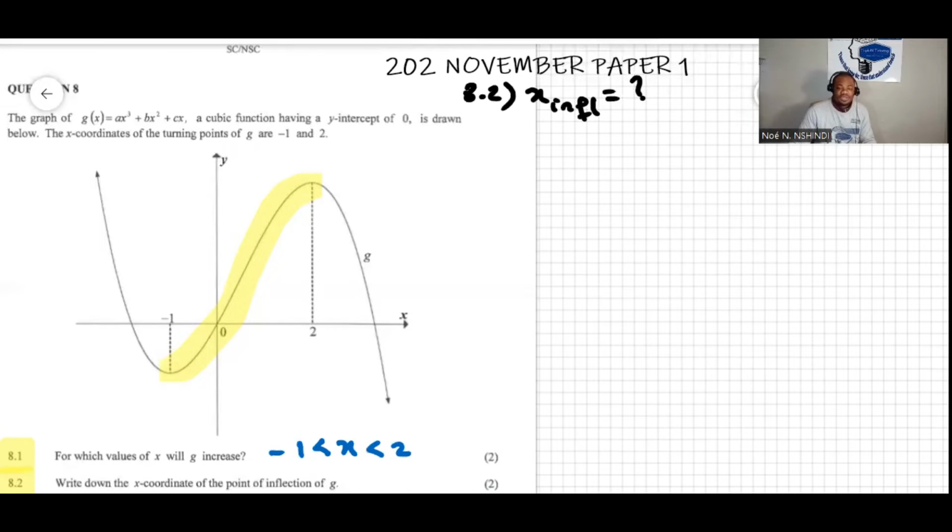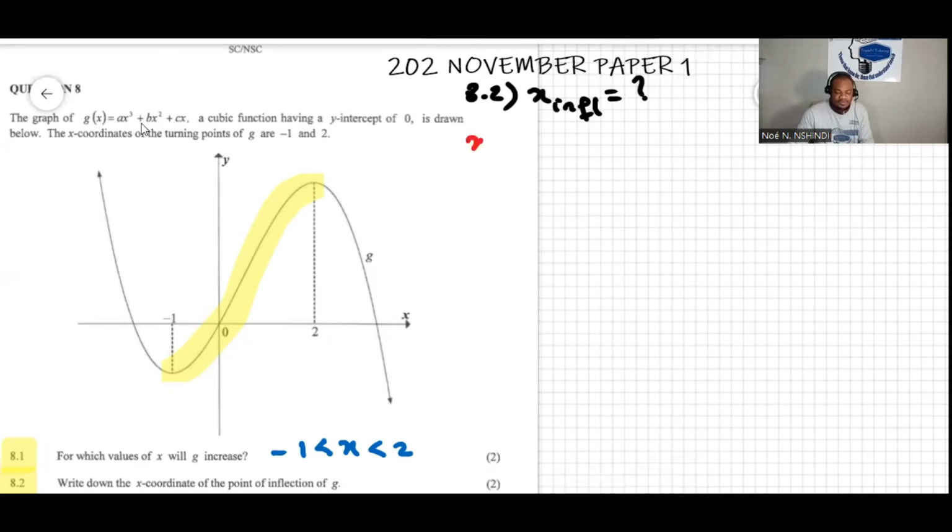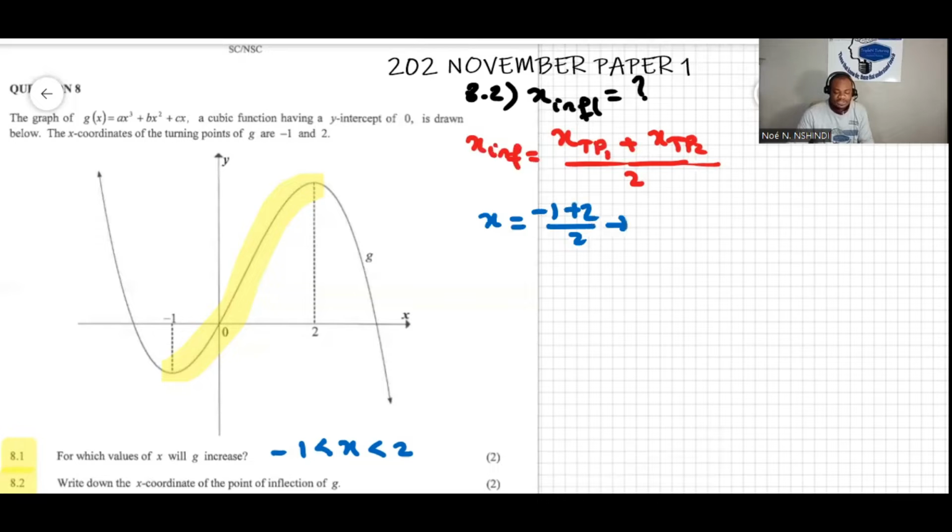Now, this will be another formula. I know the point of inflection is obtained by making the first derivative equal to 0, or another way, the second derivative equal to 0, but you don't know the value of a, b, and c over here. So this is what we can do. We can work out the average between the turning points. So another formula is x inflection equals xtp1 plus xtp2 all over 2. In this case, x will be -1 plus 2 over 2, and this is equal to a half.